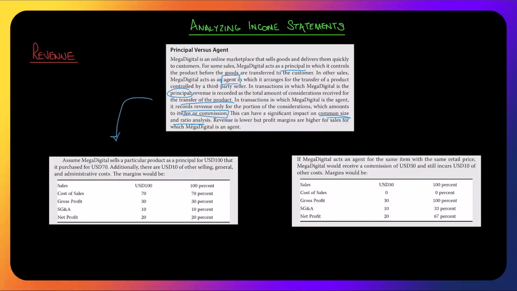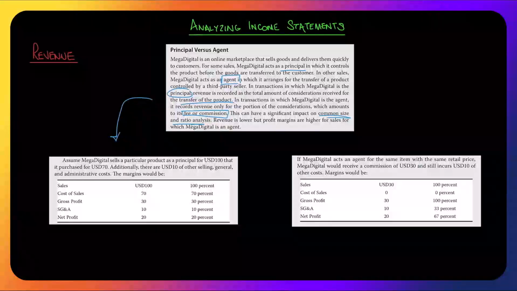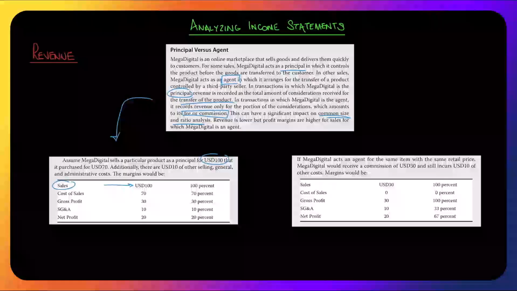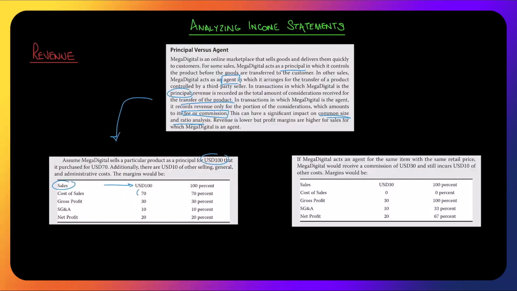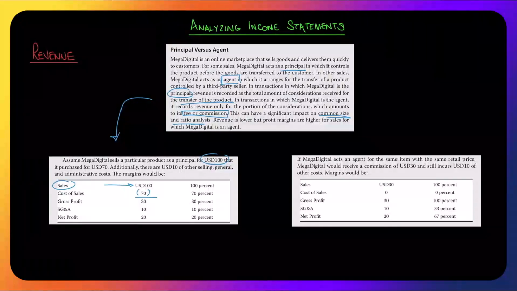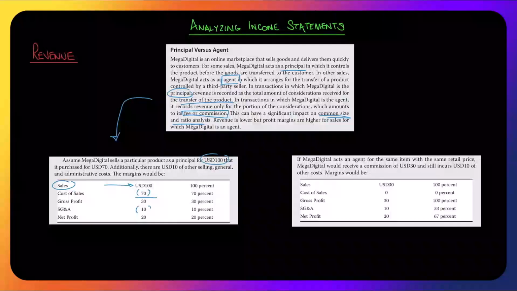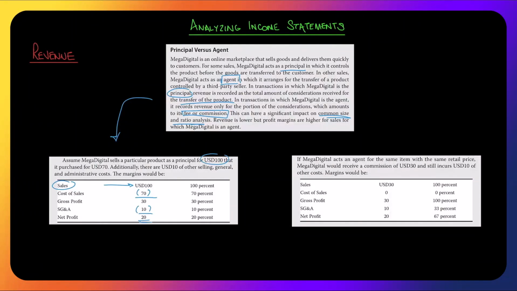On the left, assume Mega Digital sells a particular product as a principal. We control the goods, they're ours, for $100 US. It's our goods. We are going to make a sale for $100. It's purchased for 70. So we bought it, got control of it for 70. There's my cost of sales. Gives me a gross profit of $30. There are $10 of other selling, general, and administrative costs, SG&A. So another 10 come off. Gives me net profit of 20.